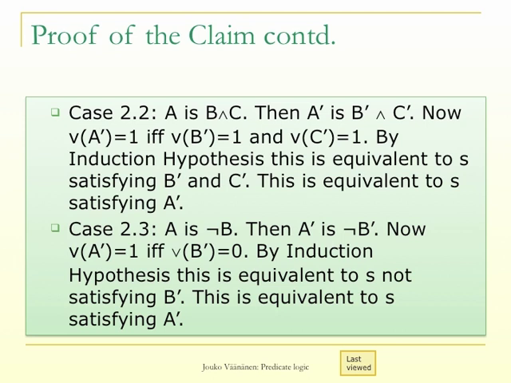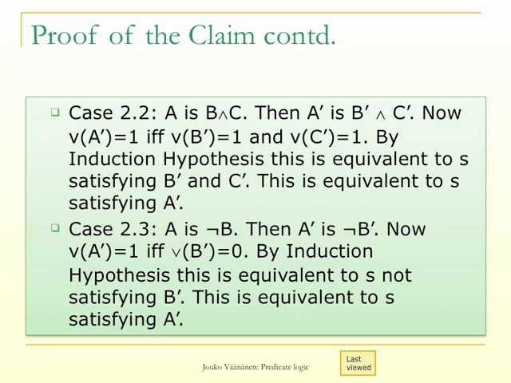Case 2.2. A is conjunction B and C, and as induction hypothesis we assume that B and C satisfy the claim. In this case, A prime is B prime and C prime. Now we can infer as follows. V(A prime) equals 1 if and only if V(B prime) equals 1 and V(C prime) equals 1. By induction hypothesis, this is equivalent to saying S satisfies B prime and C prime in M. But this is equivalent to S satisfying A prime in M.